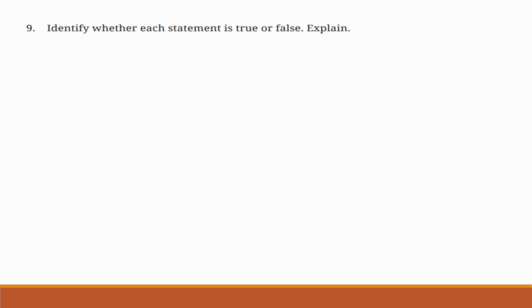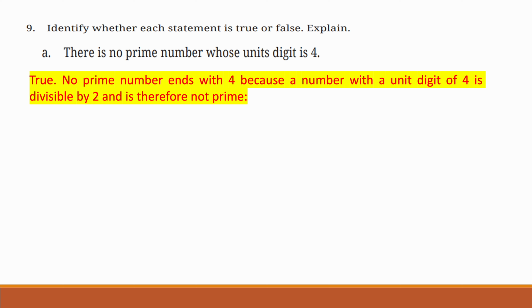Identify whether each statement is true or false. Explain. There is no prime number whose units digit is 4. This statement is true. No prime number ends with 4 because a number with a unit digit of 4 is divisible by 2 and is therefore not prime.